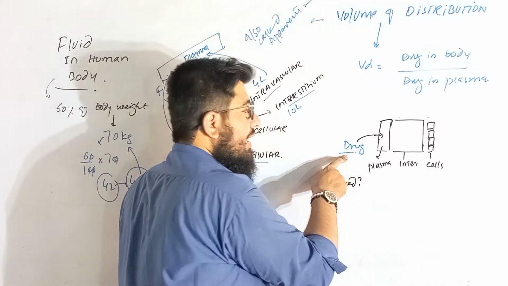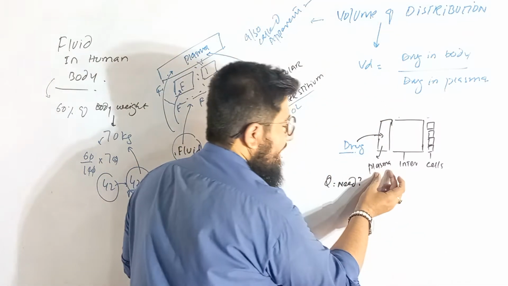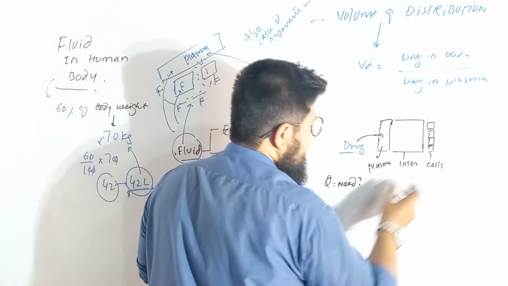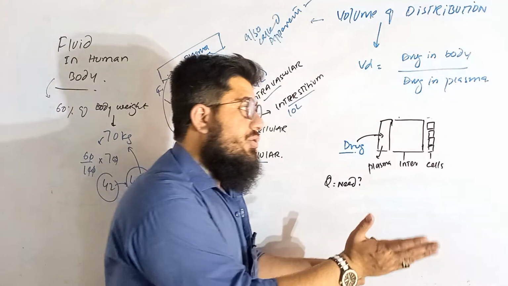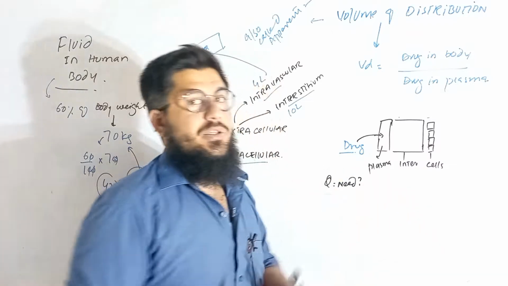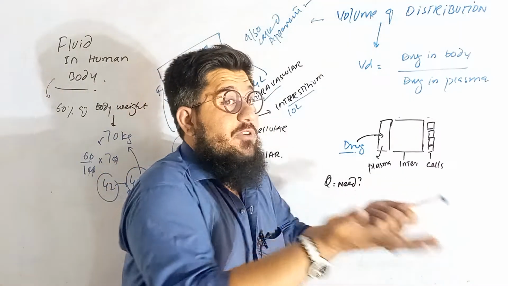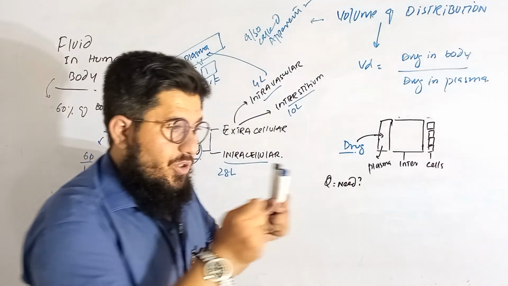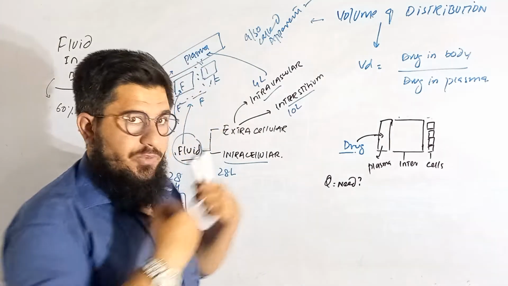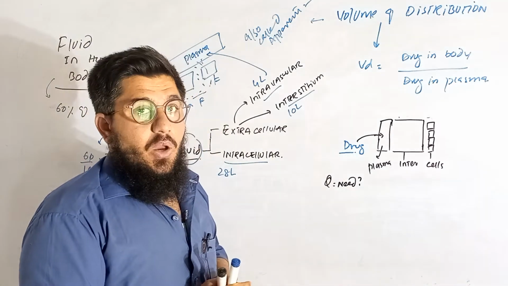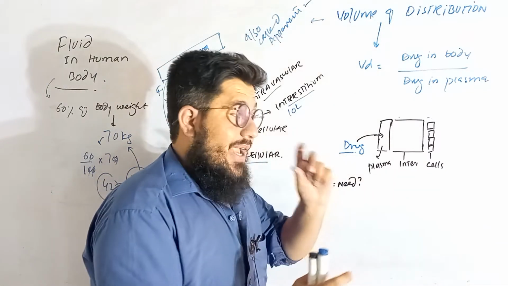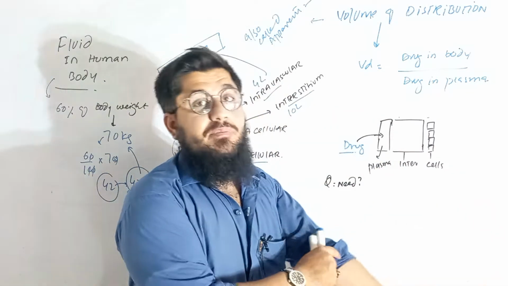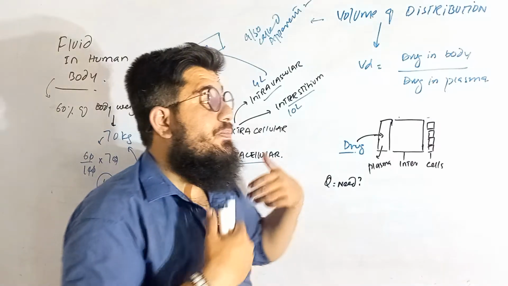Here I took the drug, I injected it, and I got the concentration in the plasma, interstitium and cells. How will I know whether my drug has reached the particular portion or not, or how much my drug has diffused into the body that I have given to the patient? I gave a drug to the patient. Now how will I know that the drug I have given has reached what compartment of the body, or what portion of the body?